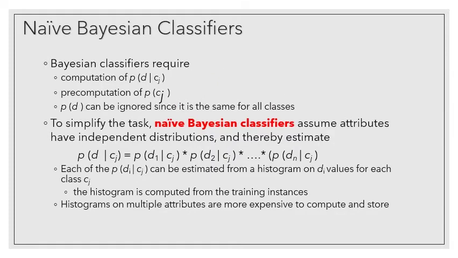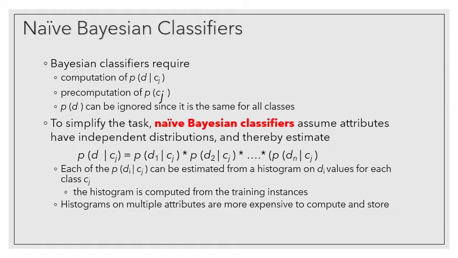Thus, the Bayesian classifiers require computation of P(d|cj), which is the probability of generating instance d given class cj, and pre-computation of P(cj), which is the probability of occurrence of class cj. The P(d) can be ignored since it is the same for all classes.